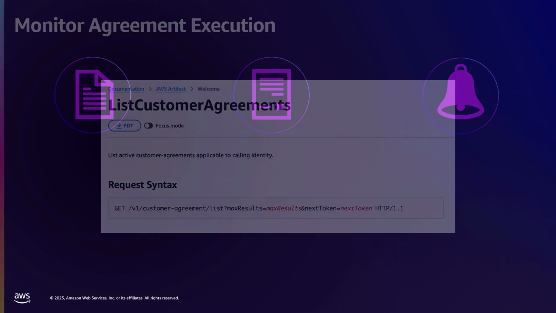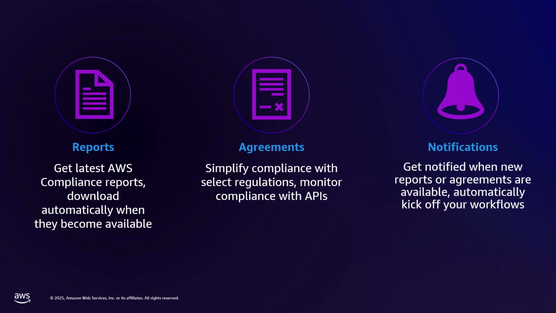All right? Now we'll just summarize everything that we have learned. So Artifact has three main components: reports, agreements, and notifications. Reports allow you to get the latest AWS and third-party compliance reports, download them automatically when they are available, and so on. Agreements will simplify your compliance with select regulations. As part of one of the steps in those compliance programs, you need to sign certain agreements. That's what AWS Artifact Agreements allows you to do. You can monitor the compliance with some APIs. Notifications, again, allows you to get notified when new reports or agreements are available, and they allow you to automatically kick off certain events and processes to integrate with your workflows. Okay?